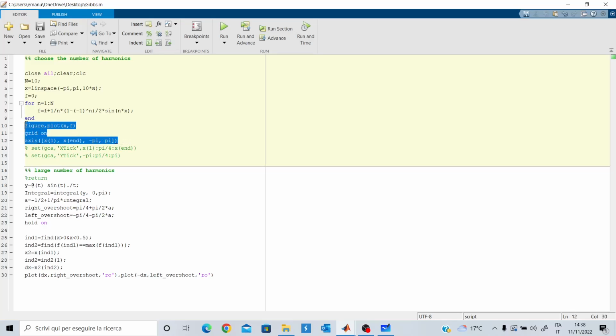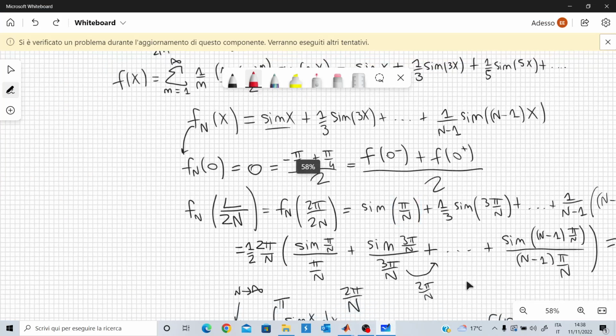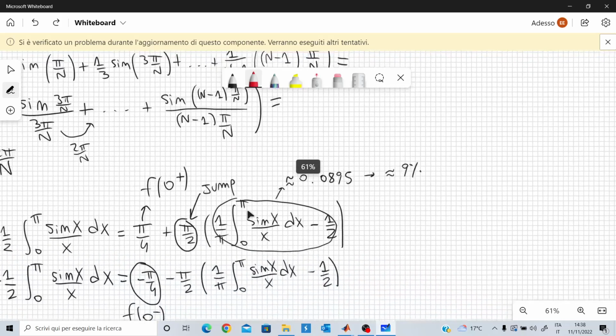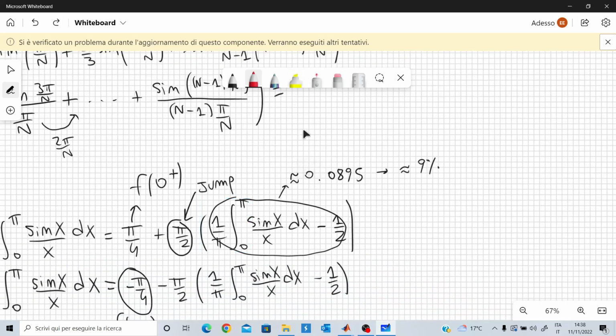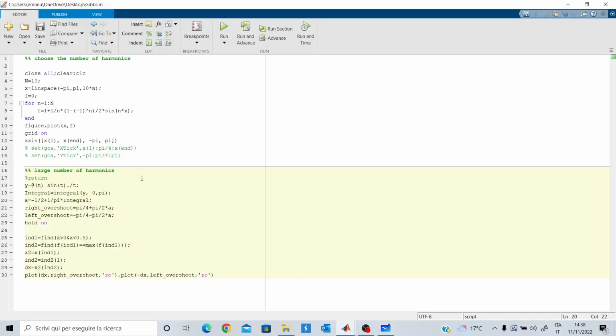And after I plot the function, I calculate the integral that I showed you earlier. So this integral here can be evaluated numerically. Then I can evaluate this number here, so it's 1 over pi integral from 0 to pi of sine of x over x dx minus 1/2. That is just a number, and I calculate it here.